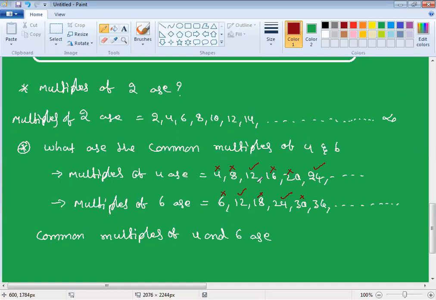So in this way, we can find the common multiples. Here 12 is the common multiple, and after that 24 is the common multiple. In this way, you will get the common multiples again, infinite.